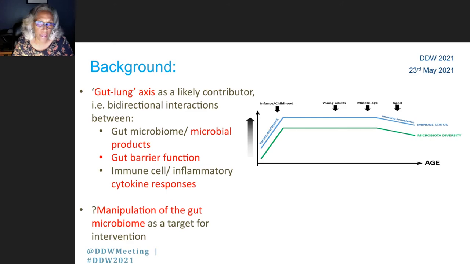So the gut-lung axis appears to be a likely contributor and participates in the bidirectional interactions between the gut microbiome, the gut barrier function, and immune inflammatory cytokine responses. Therefore, the question is whether the manipulation of the gut microbiome is an important therapeutic target in the treatment of upper respiratory infections.